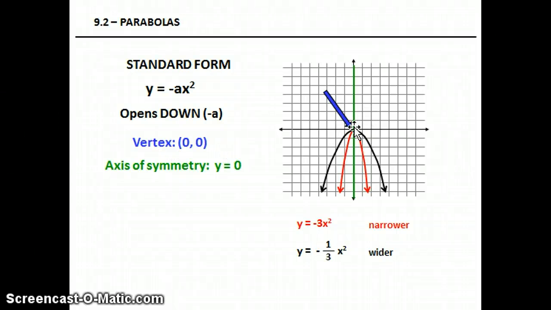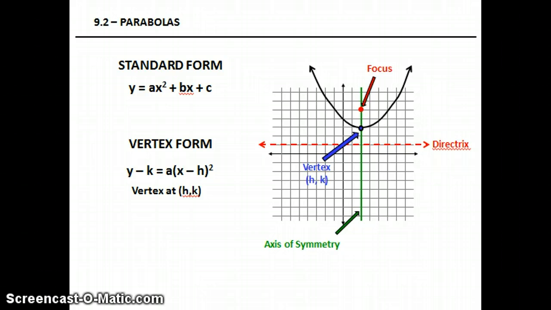So here the vertex is again at (0, 0). And the axis of symmetry is still at y equals 0. And even at the bottom, you notice that it's just a negative sign that changes, but these numbers don't make any difference. The 3 is still more narrow, and the 1/3 is more wide, or wider.